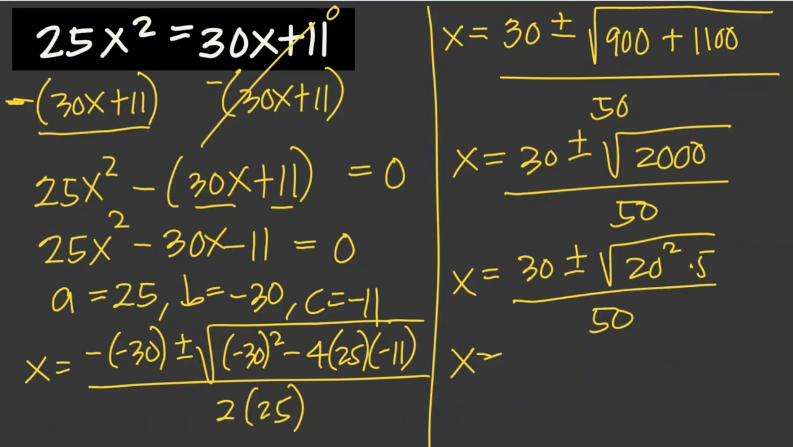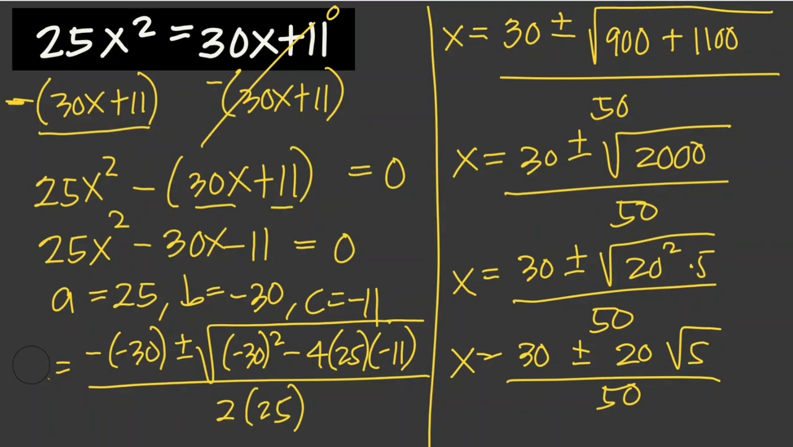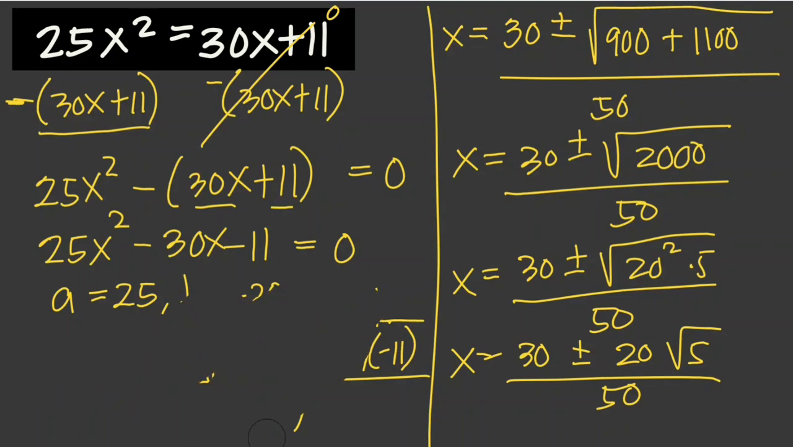So we can write that as 30 plus minus 20 square root of 5 over 50. Then we can further simplify that. Okay, let's simplify that. 30, 20 and 50 are all divisible by 10.